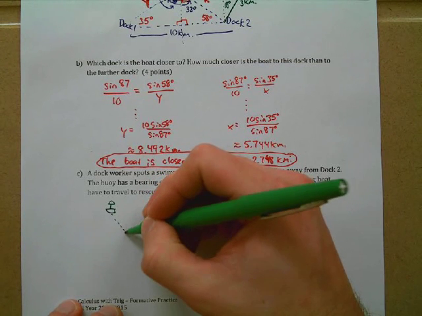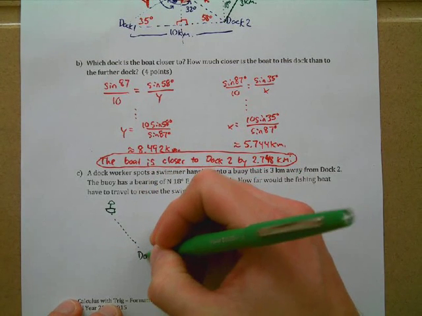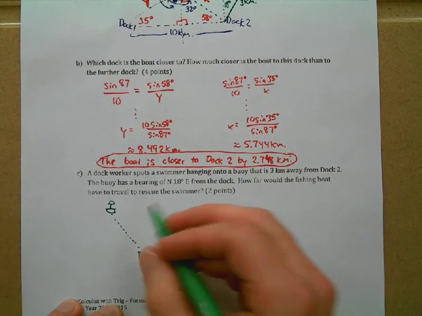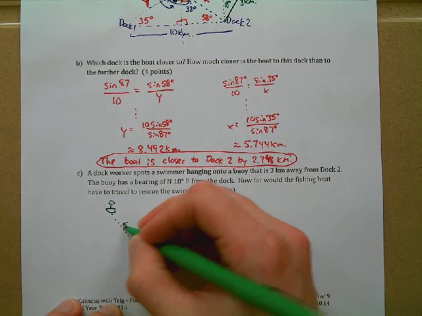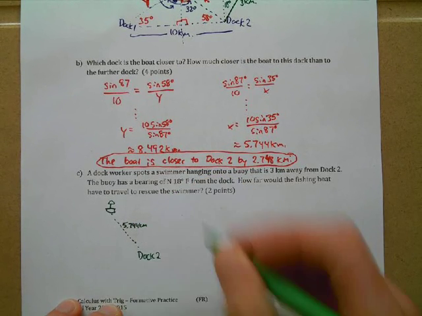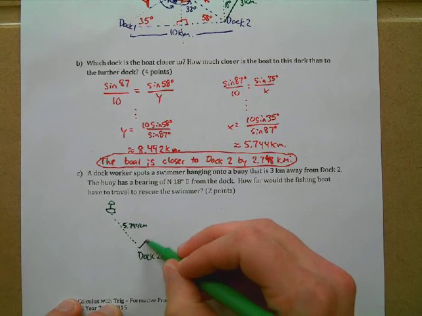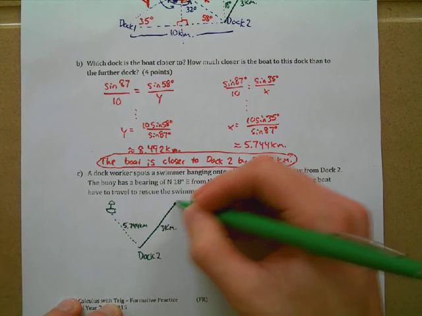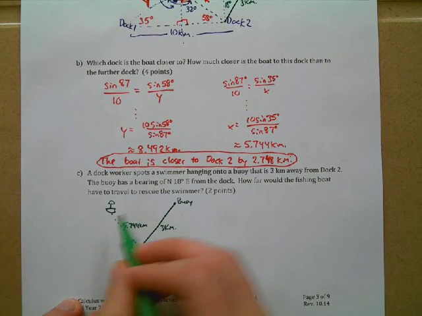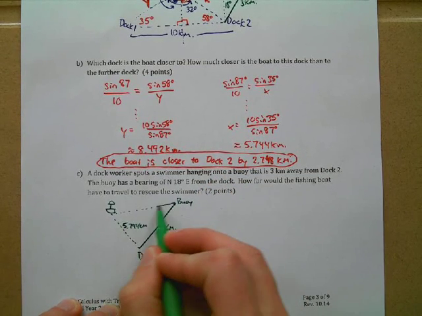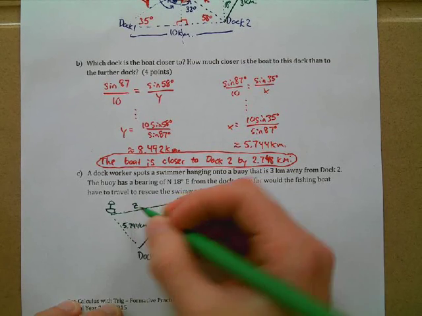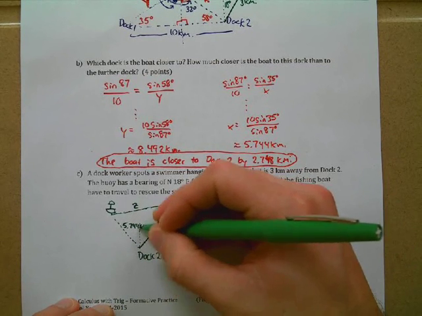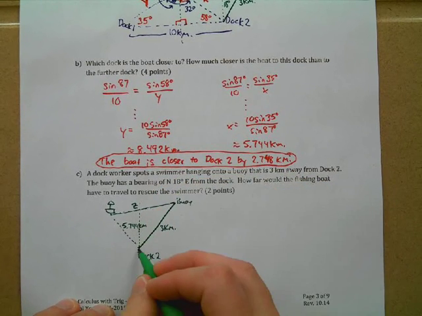And we want to know this distance here, Z. We know that this angle here is 18 degrees. We also know, I guess, that this angle here is 58 degrees.